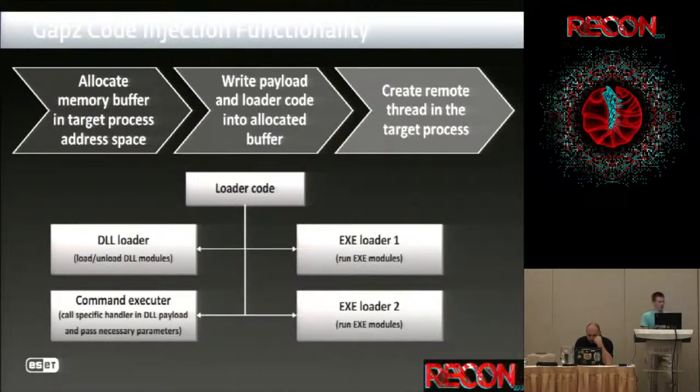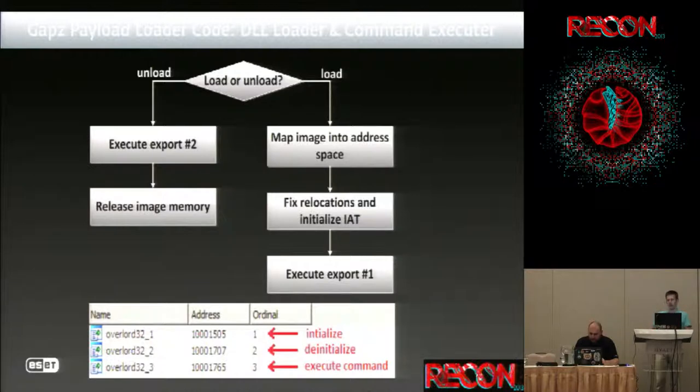And this slide is about the code injection functionality in the user-mode address space of the processes. Well, it's very straightforward and not as elaborate. The buffer is allocated in the target process. This buffer is written with the malicious image, and the remote thread is created, which runs the loader code to load the payload, to initialize the import address table, to fix relocations, and so on. So there are four loaders. Two of them are dedicated to DLLs, and two of them are dedicated to exe images. The DLL loaders mainly deal with the payload, with the plugins.